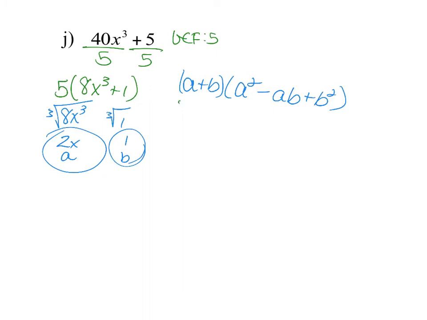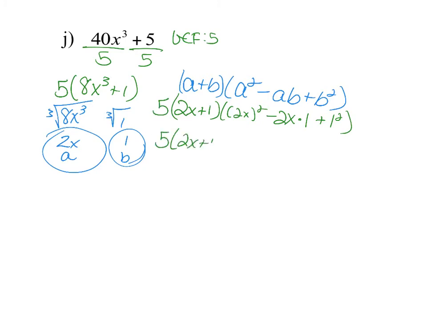So now let's plug in. 2x plus 1. Again, the 2x needs parentheses around it. Minus 2x times 1 plus 1 squared. And I forgot my GCF again. And now I'm going to just clean up that trinomial. So I have 4x squared minus 2x plus 1.